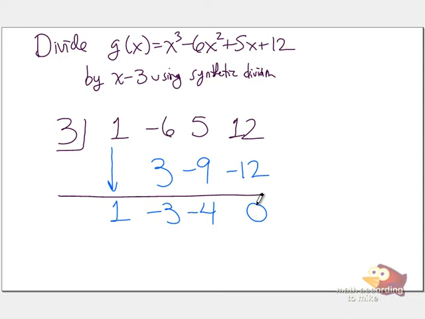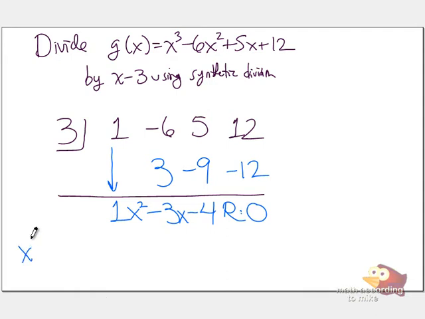The numbers below the line are the coefficients of the quotient. We started with an x cubed. We divided by an x the first. So what degree does that bring us down to? X squared. So this means 1x squared, and go down degrees, minus 3x, minus 4. And what's this last number? The remainder, which we want to be 0.